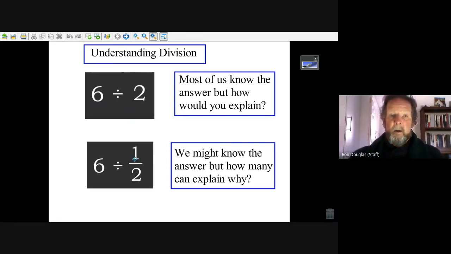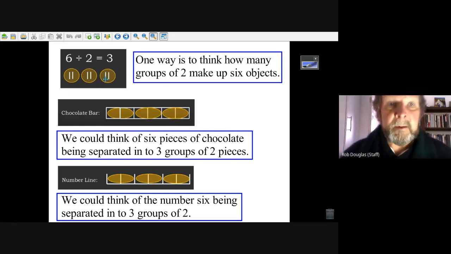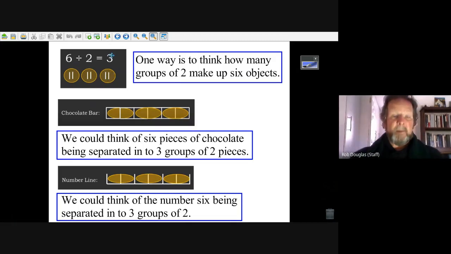And the rule for dividing fractions, which is you turn the fraction upside down and multiply, why it works. So let's take a look at this. 6 divided by 2. One way of looking at it is just saying how many groups of 2 fit into 6. And there's 1, 2, 3 groups of 2 that fit into 6. That's why the answer is 3.